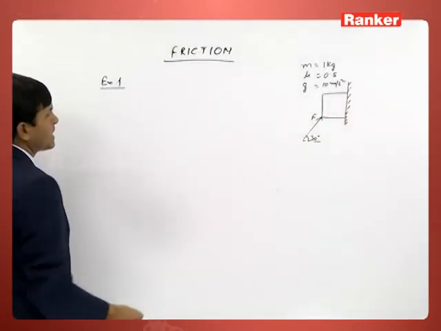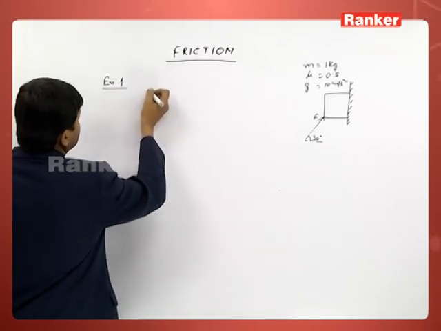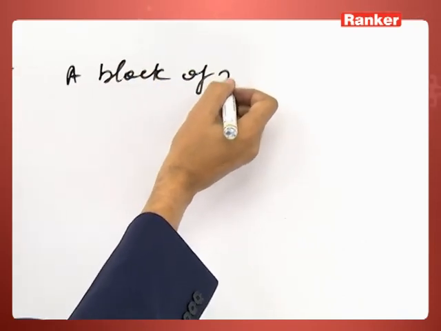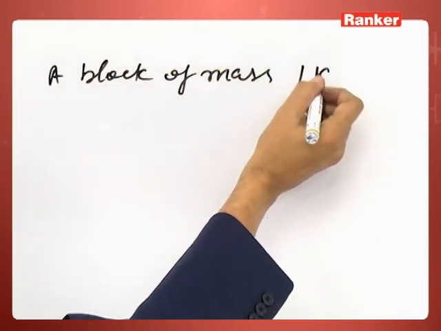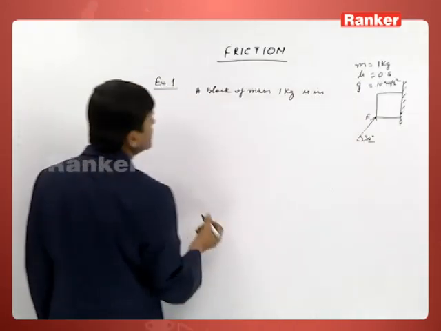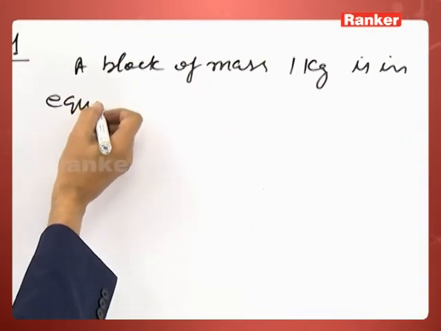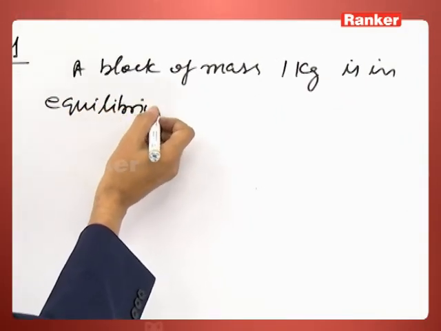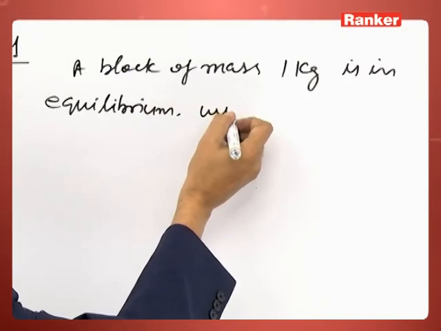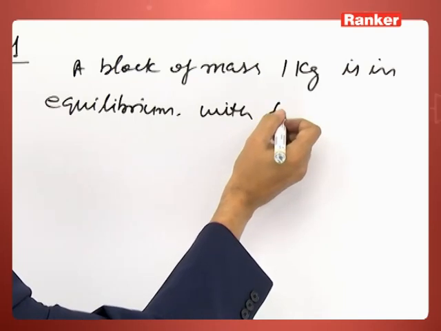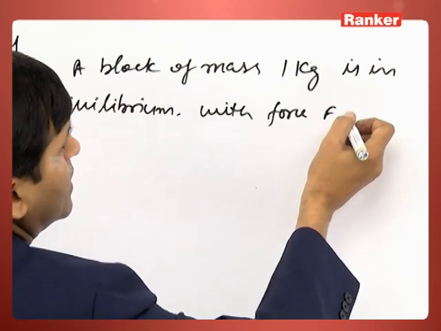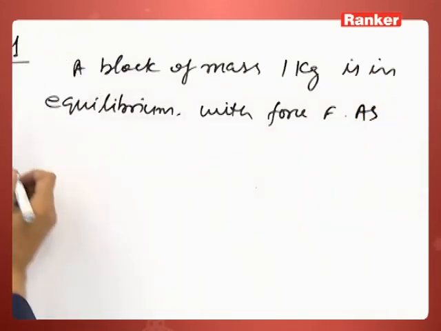So the question is: a block of mass 1 kg is in equilibrium with the force F, as shown in the diagram.